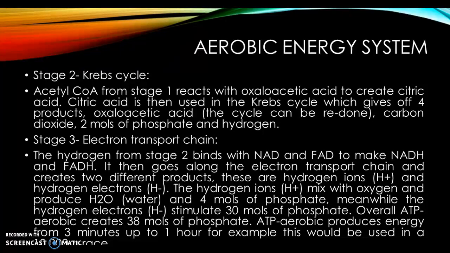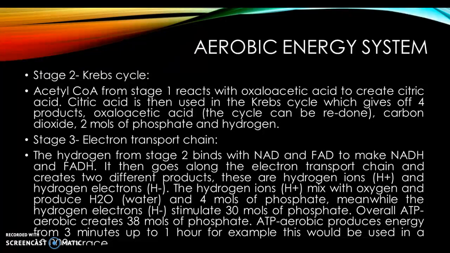Stage 3, electron transport chain. The hydrogen from stage 2 binds with NAD and FAD to make NADH and FADH. It then goes along the electron transport chain and creates 2 different products. These are hydrogen ions, H+, and hydrogen electrons, H-. The hydrogen ions, H+, mix with oxygen and produce H2O, which is water, and 4 moles of phosphate. Meanwhile, the hydrogen electrons, H-, stimulate 30 moles of phosphate.